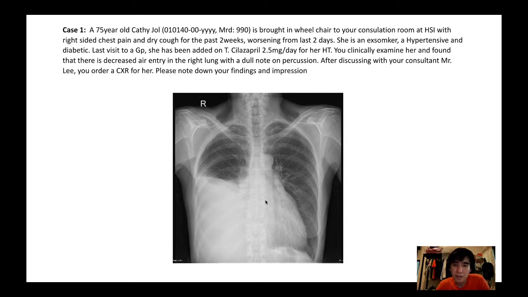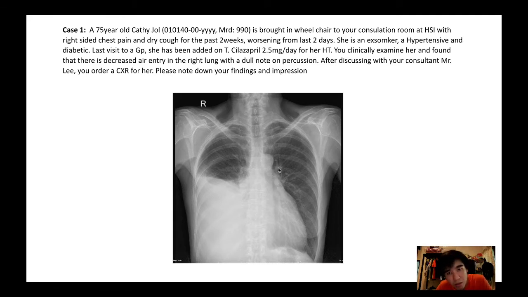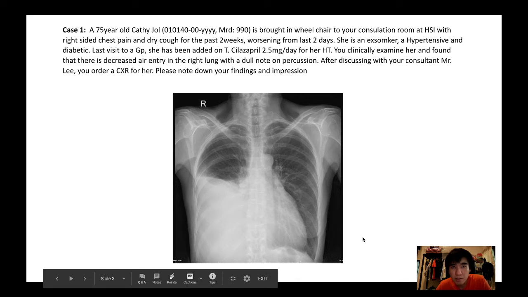So the heart is slightly displaced to the left side. Either that or she has cardiomegaly, but I think it's displaced rather than cardiomegaly. There's an aortic notch there. Doesn't seem to be any mediastinal widening. Could be cardiomegaly. I can't really tell because this side is totally blocked.